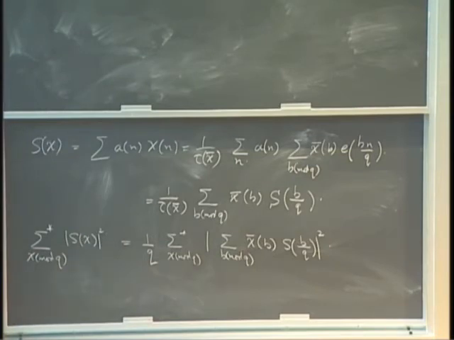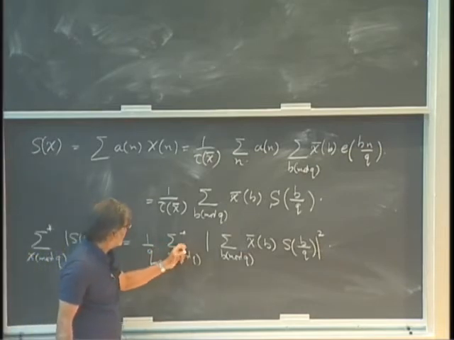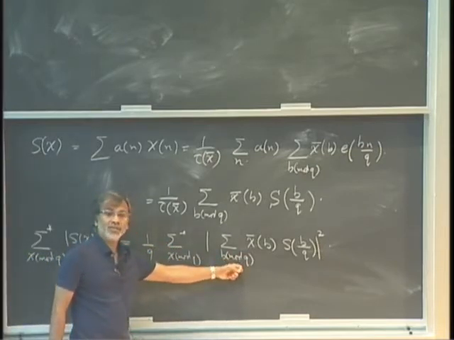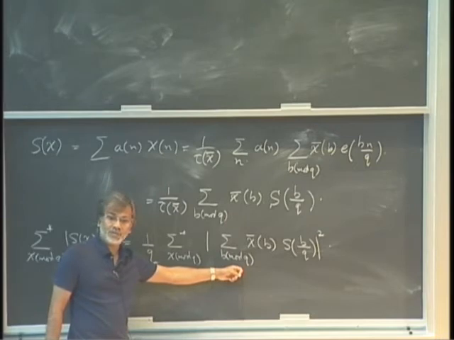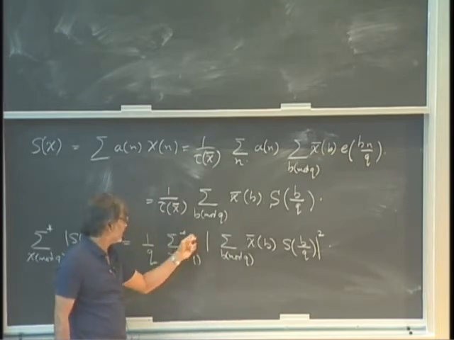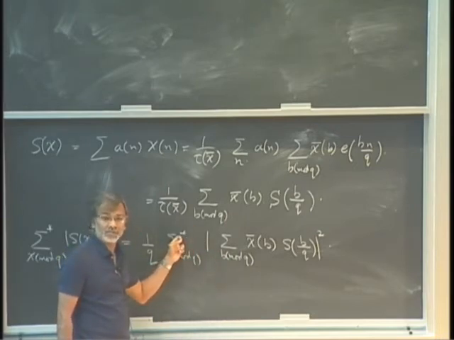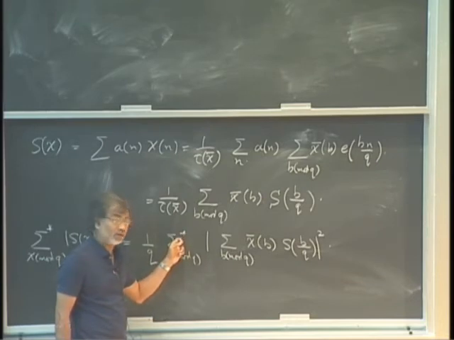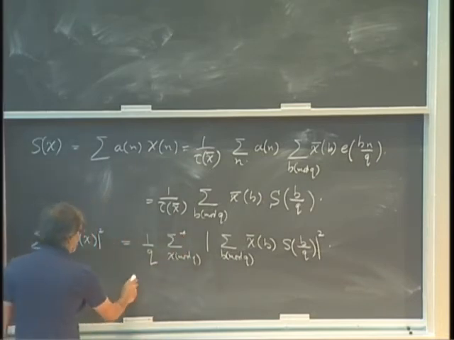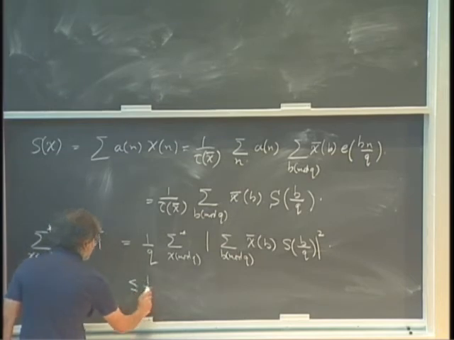But now at this stage, I have a sum here of the square of something, so everything here is positive, and I can get an upper bound by forgetting that I'm summing only over primitive characters. Okay? So now let me bound this above by extending this to the sum over all characters chi mod q.